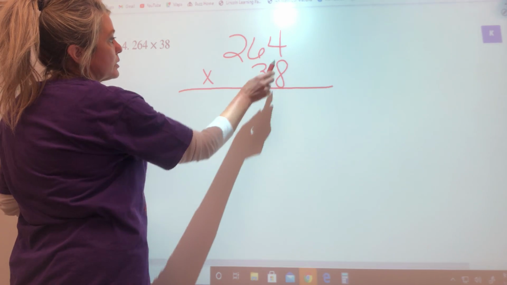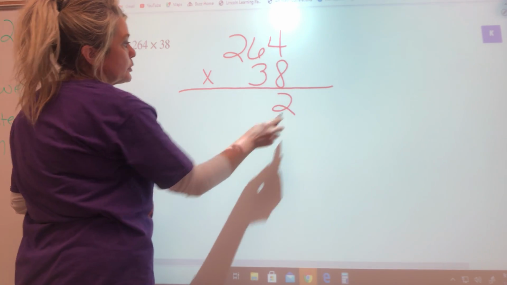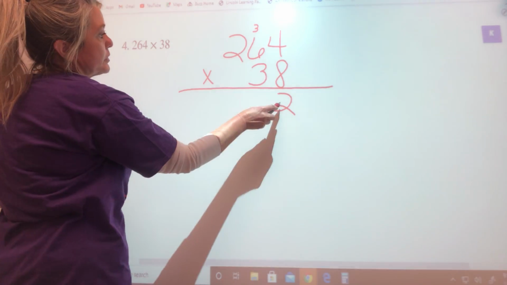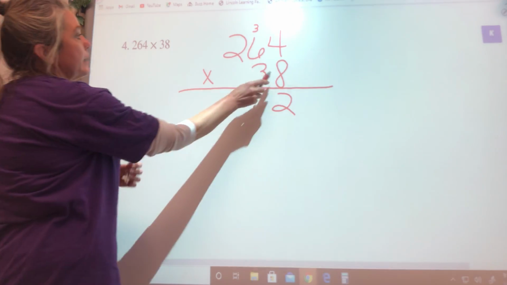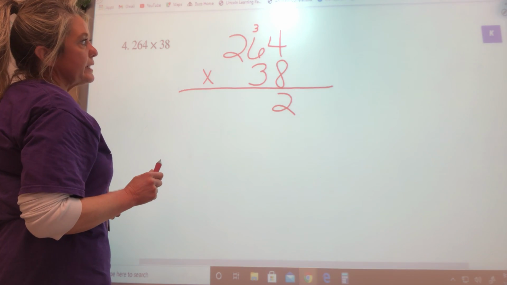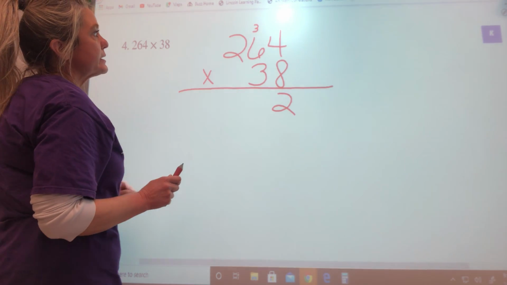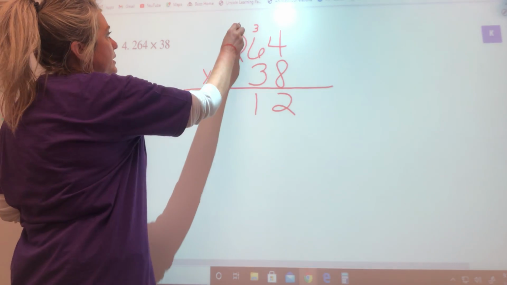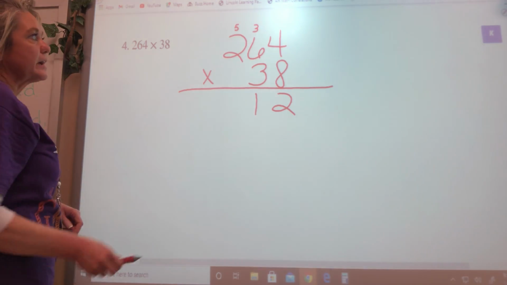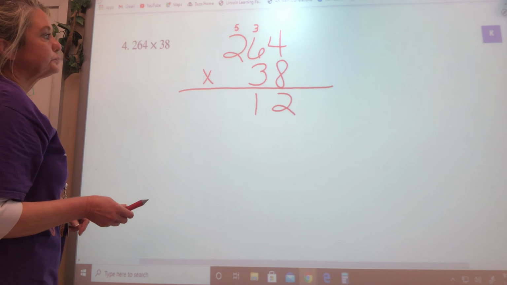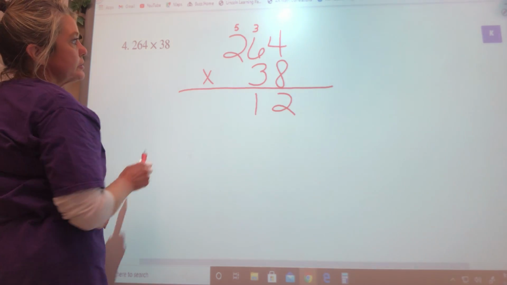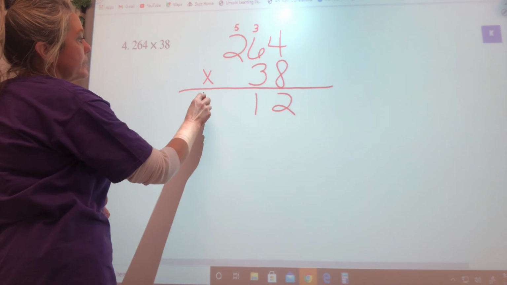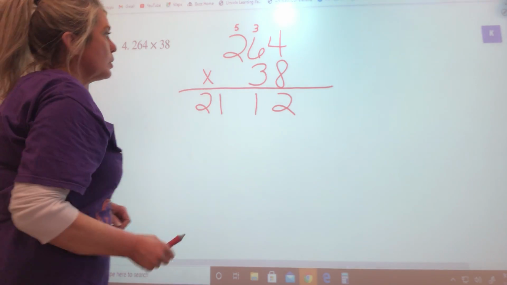8 times 4 is 32. So I put my 2 and carry over my 3. That gives me my 32. 8 times 6 is 48, plus the 3 that I carried would be 51. So I put my 1 and carry my 5. There's my 51. 8 times 2 is 16, plus the 5 that I carried is 21.